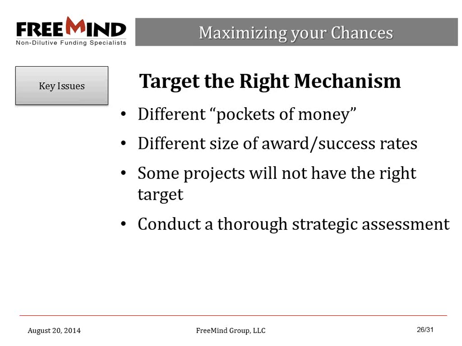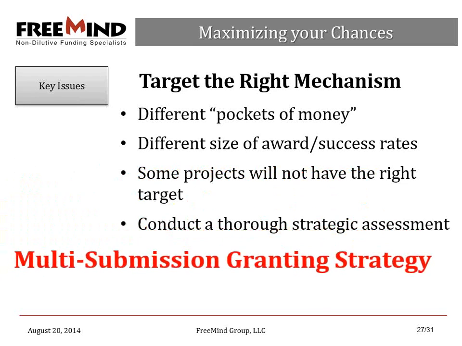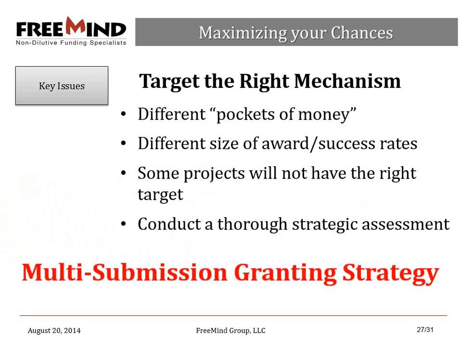And all this should be done with the goal of creating a multi-submission granting strategy. The more shots on goal or at-bats you choose, whatever sport you prefer, the better your chance of success.